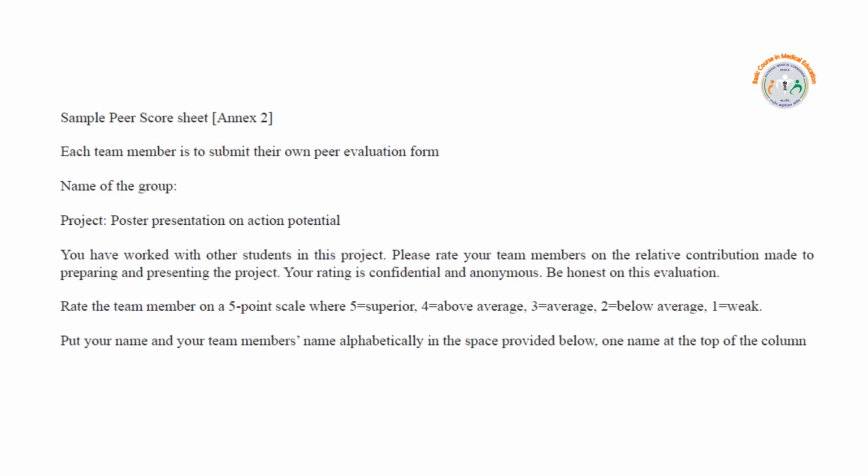And what often happens, the peers fear to give honest assessment about their other members, to avoid a bad relationship or some other personal problems. So you can take a pledge like this, that if you have worked with other students in this project, please rate your team members on this 5-point scale. Okay, and this rating is confidential and anonymous. Be honest in this evaluation. You can take the pledge like this.